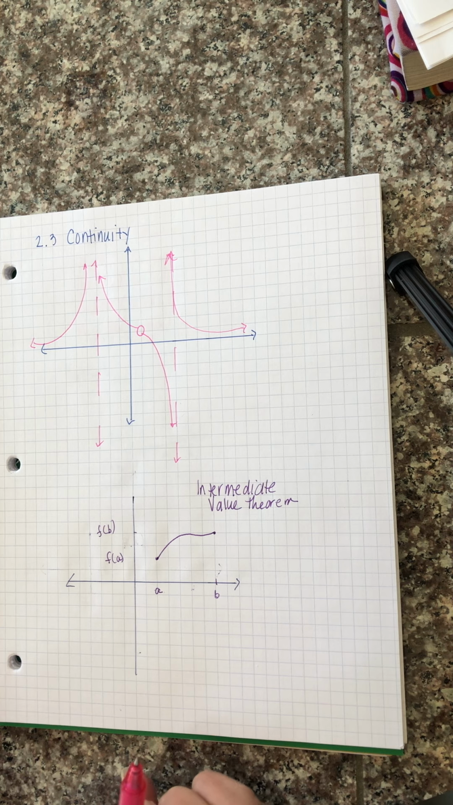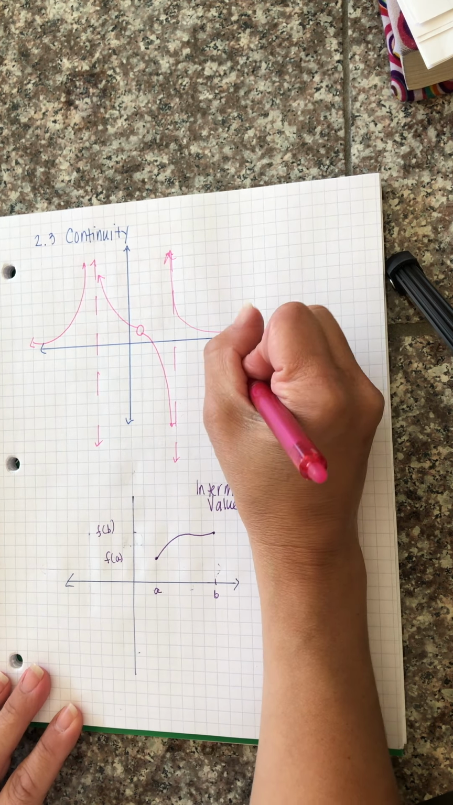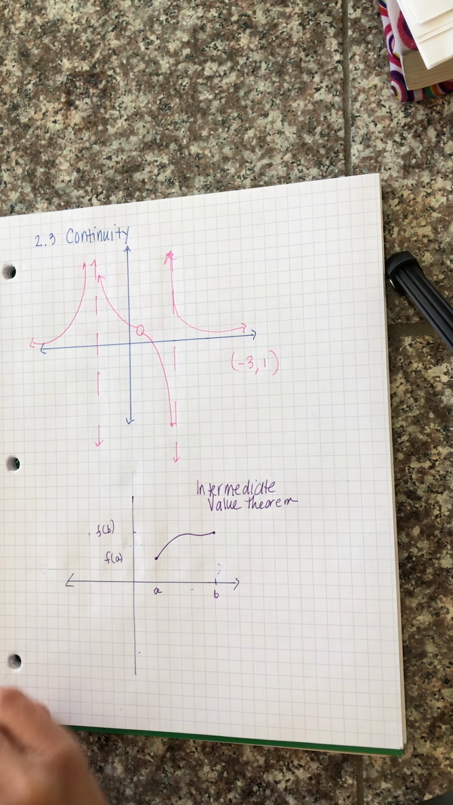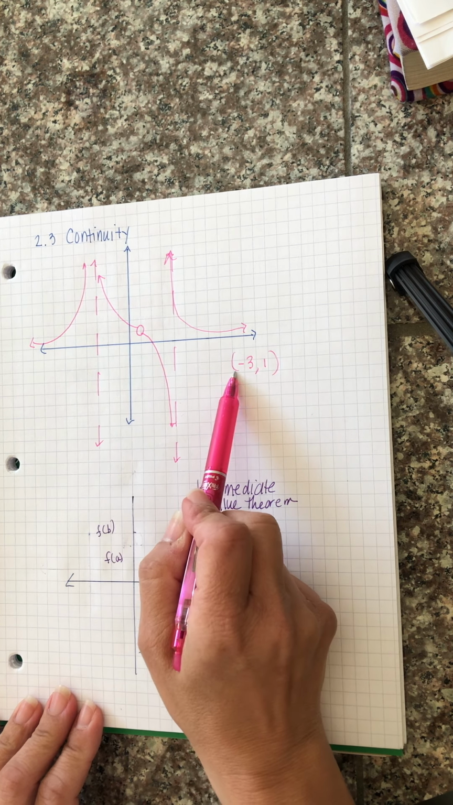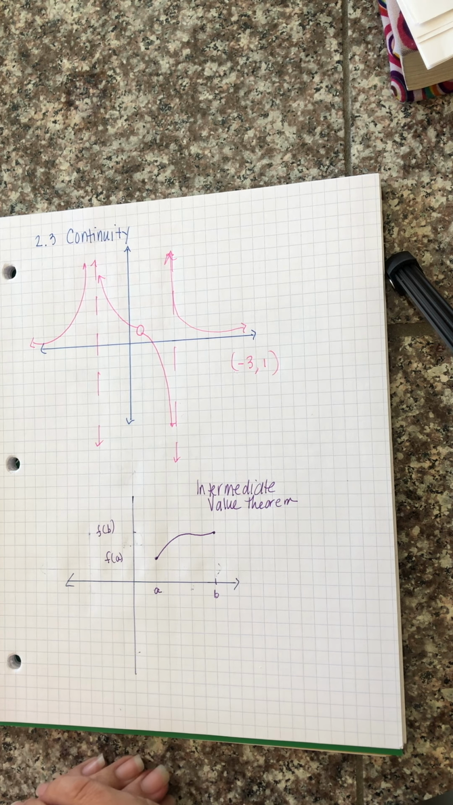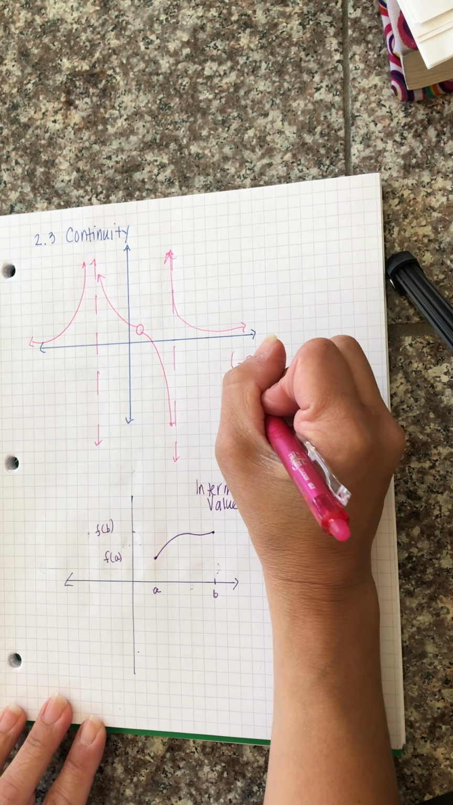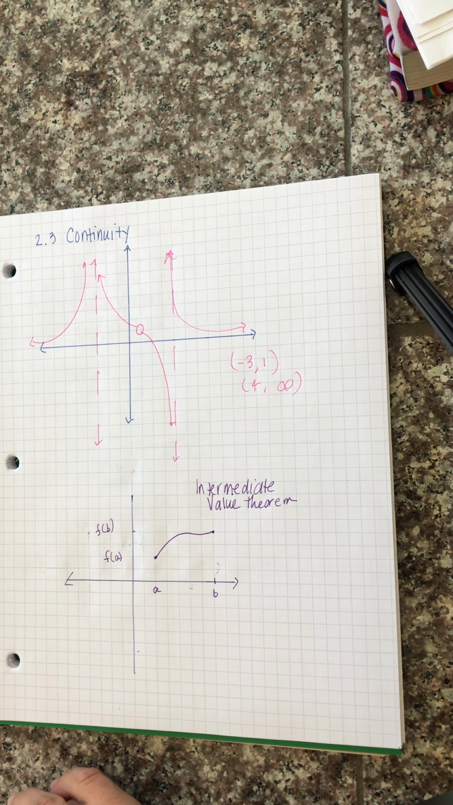You can be continuous along a certain interval. So for example, the interval x is -3 to 1. So that would be x is -3, not included, open parenthesis, to 1, not included, open parenthesis. Between -3 and 1, this graph is continuous. From 4 to infinity, this graph is continuous.